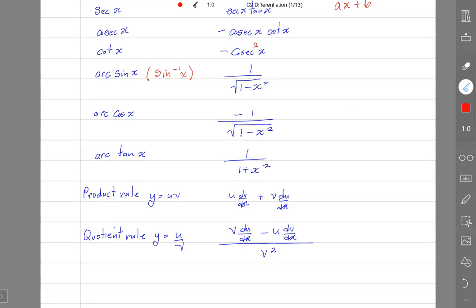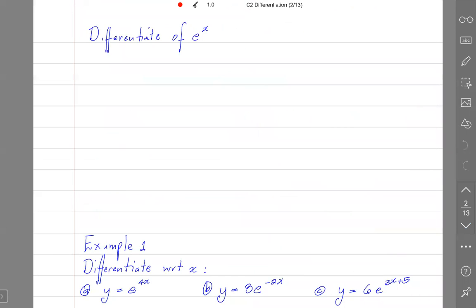I'm turning the page. All right, so what I want to show you now is how do we differentiate e to the x. And what you need to remember from the first page is that when you differentiate ln x, you got 1 over x. That's something you have to remember. All right, so I'm going to start by showing you how we show that the differential of e to the x is e to the x.